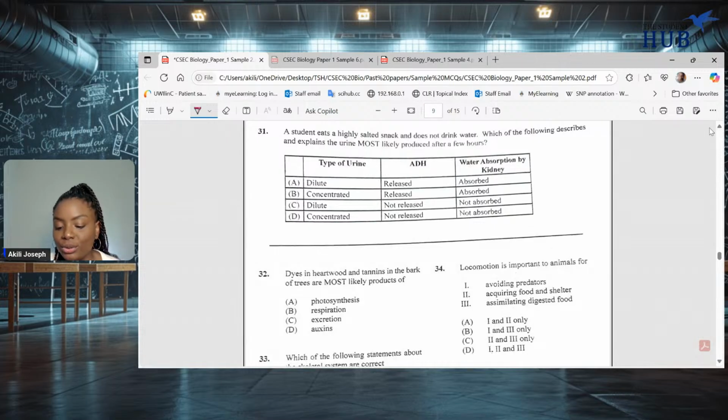Item 31, a student eats a highly salted snack and does not drink water. Which of the following describes and explains the urine most likely produced after a few hours? Is the type of urine going to be dilute or concentrated? Would you have ADH being released or not? And would water be reabsorbed by the kidney or not absorbed?